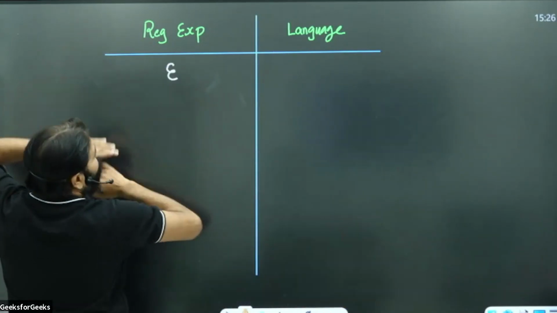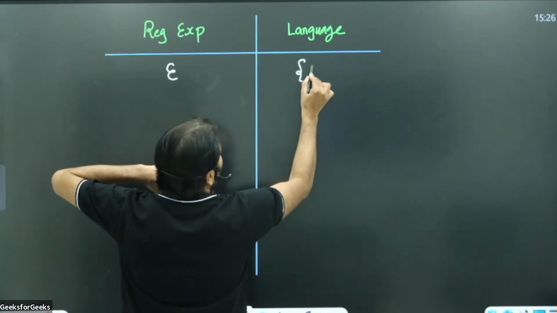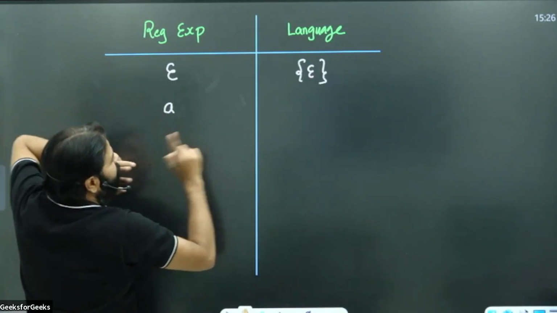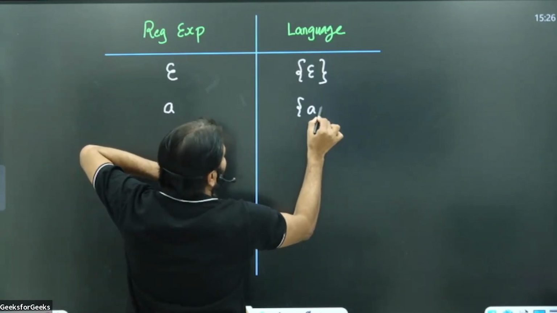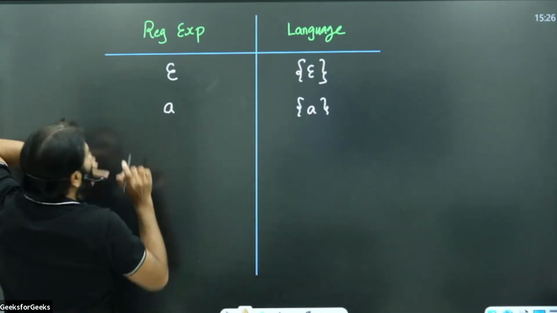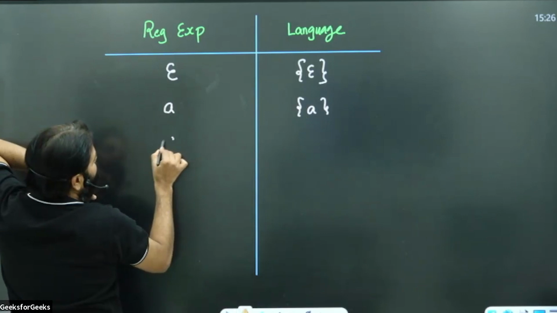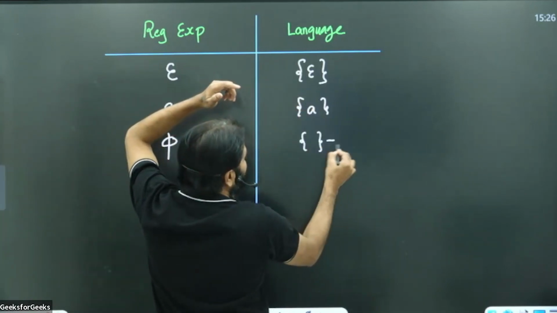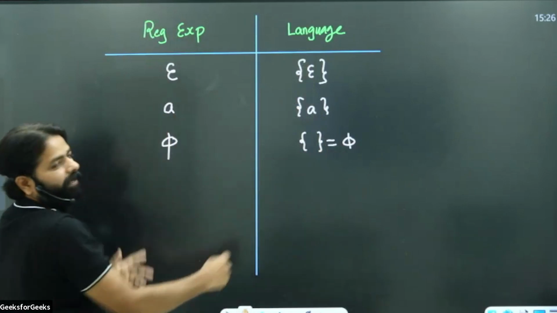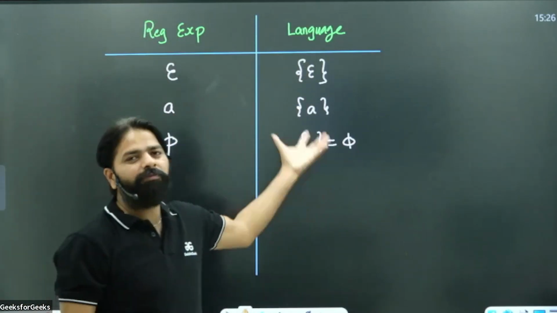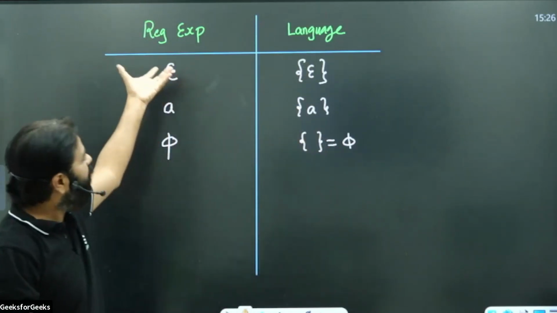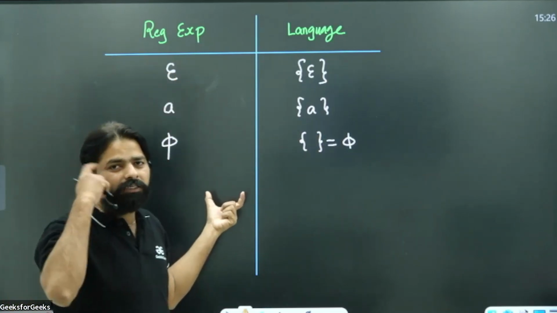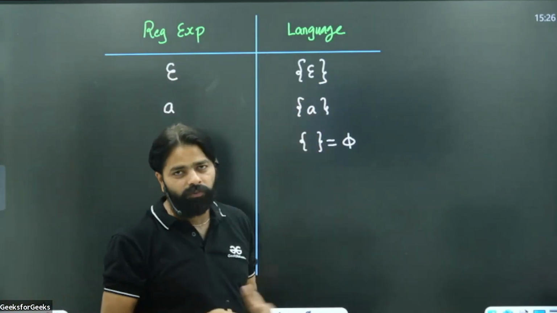If I write epsilon, what does it generate? It generates a language which has epsilon. If I write a, what does it generate? It generates a language which has a. And if I write phi, what does it generate? It generates nothing. It's also called phi. But both are different. This is your mathematical language set, and this is a TOC regular expression. When you are writing this, you need to understand the language it corresponds to.